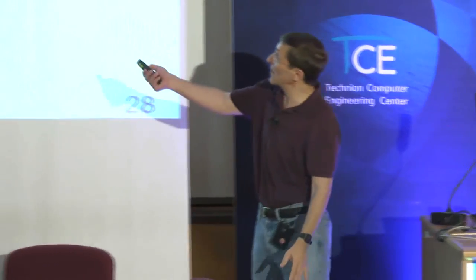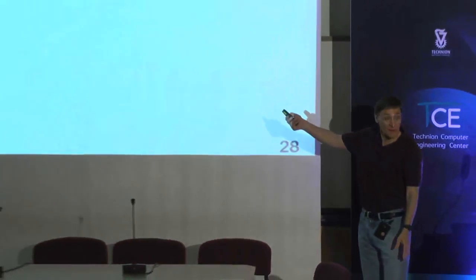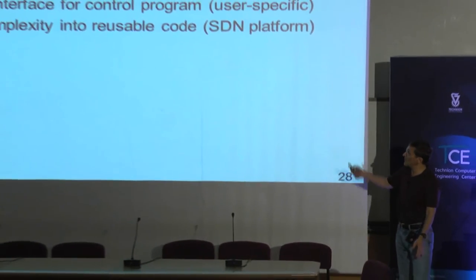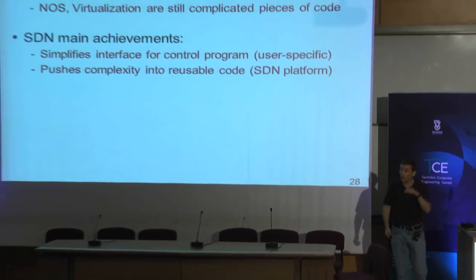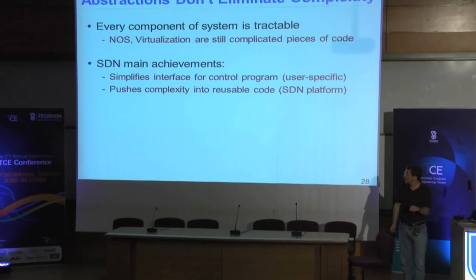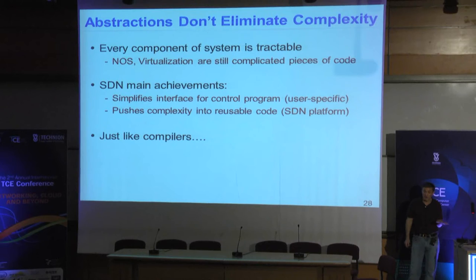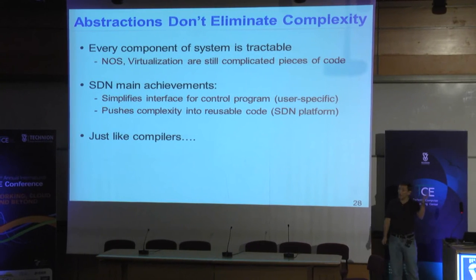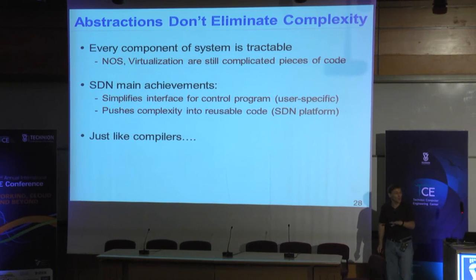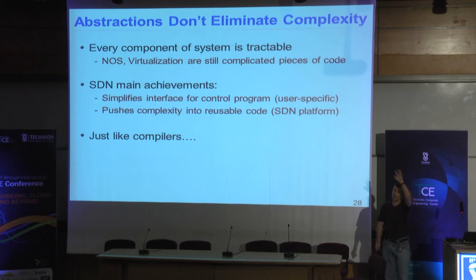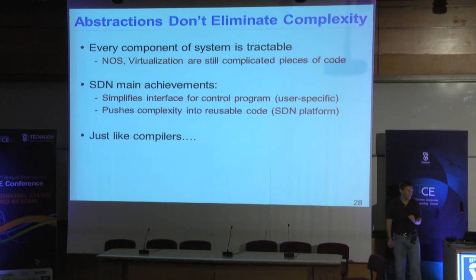So this depends on what the user wants. You have to rewrite it. This is part of the SDN platform. You get to reuse it. That's where all the complication goes. So this is just like compilers. Compilers are hard to write. They're hard to debug. But once you get them right, everybody else benefits. And that's all we're doing here. We're putting in layers that essentially are network compilers that let you state what you want to have happen at a very high level and make sure the network does the right thing.